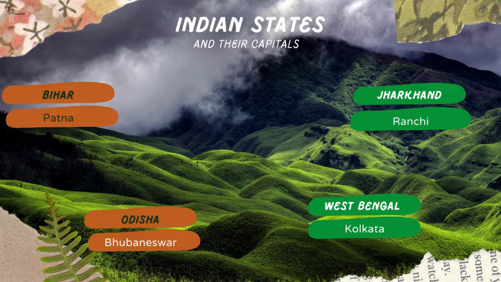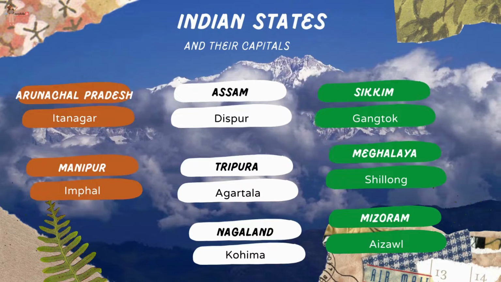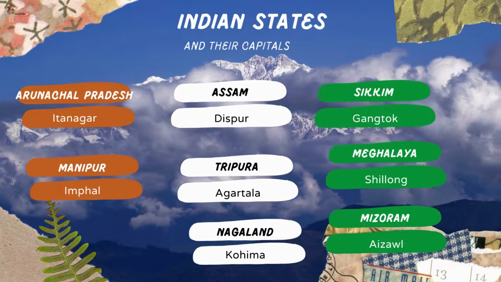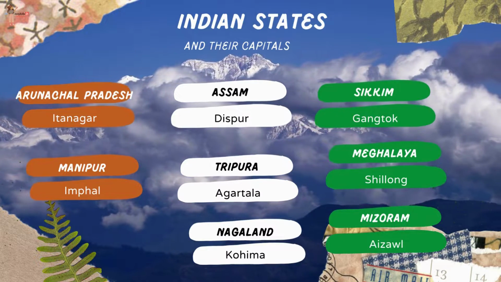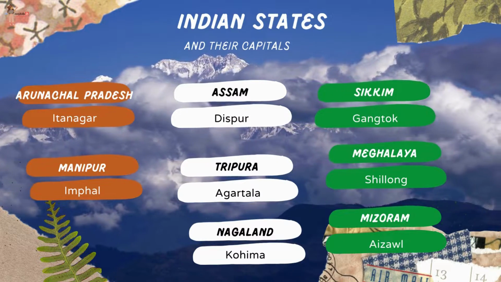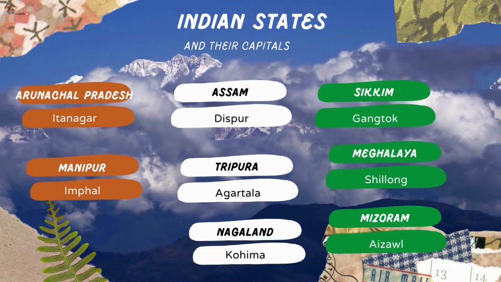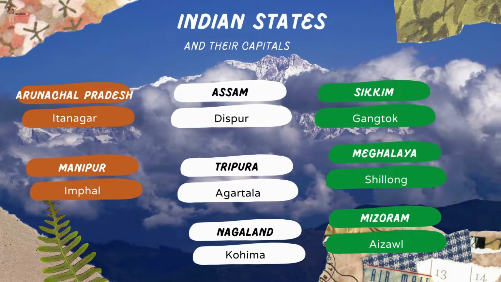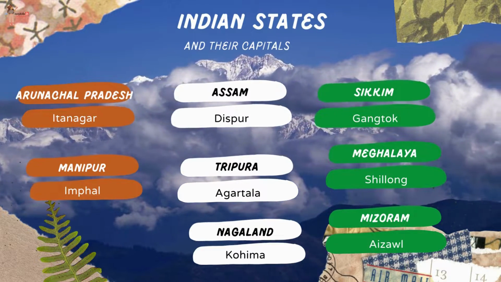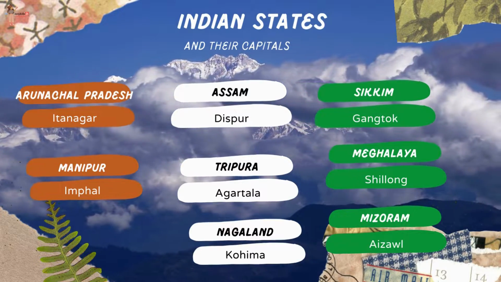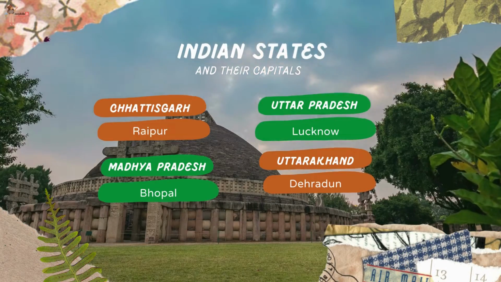The capital of Bihar is Patna. Jharkhand is Ranchi. Odisha is Bhubaneswar. West Bengal is Kolkata. Arunachal Pradesh is Itanagar. Manipur is Imphal. Assam, Dispur. Tripura, Agartala. Nagaland is Kohima. Sikkim, Gangtok. Meghalaya, Shillong, and Mizoram's capital is Aizawl.